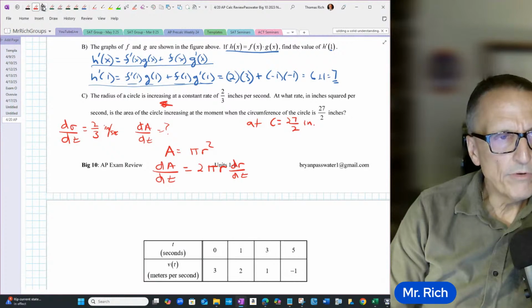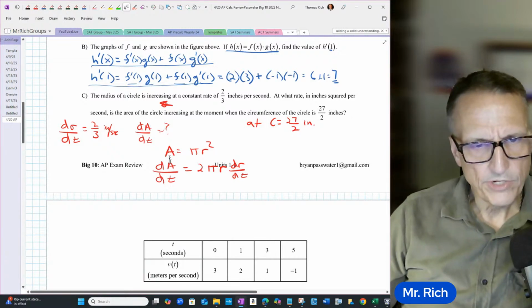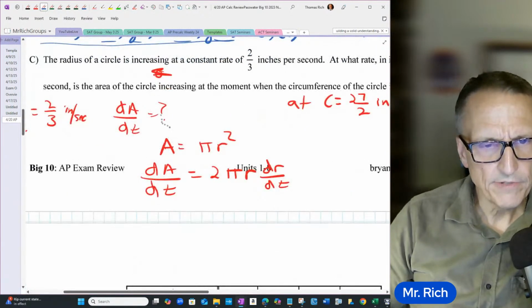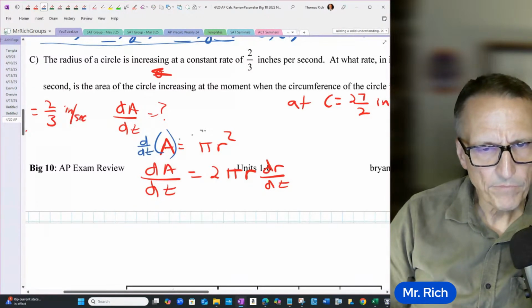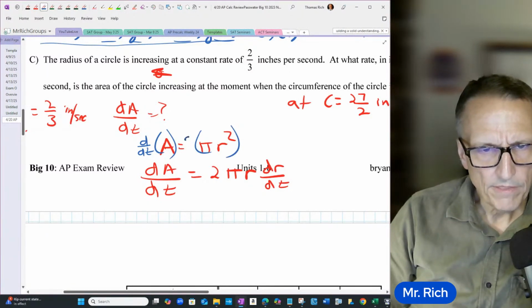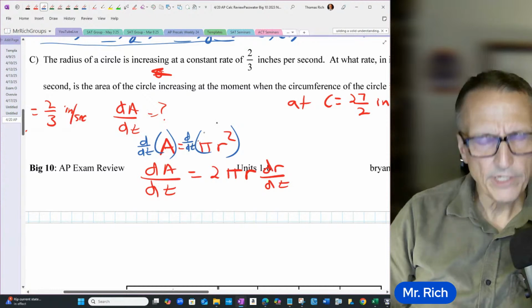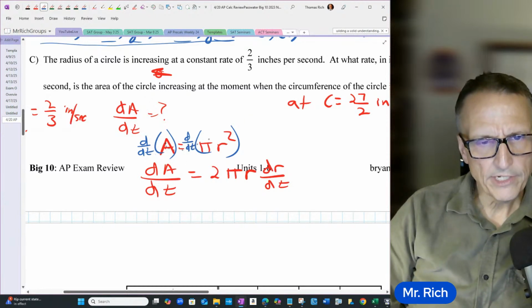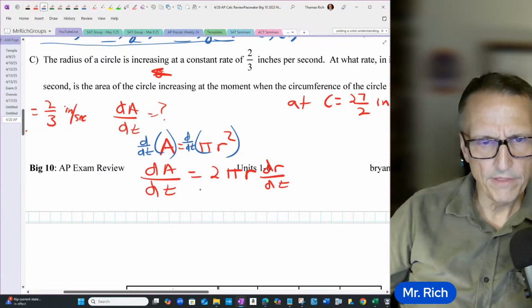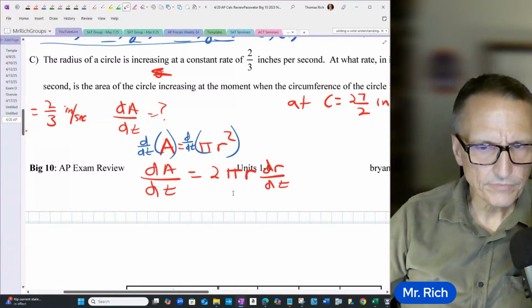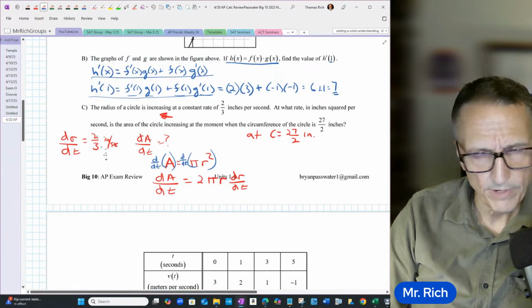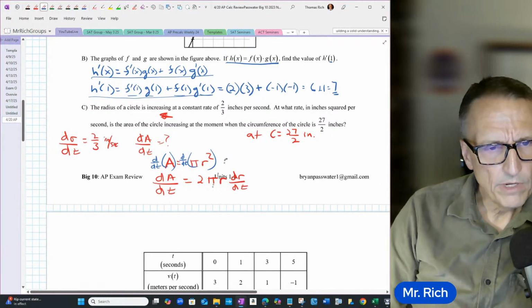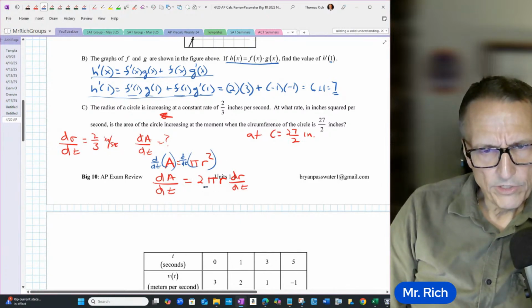Because remember, what we're doing here is we're taking the derivative on both sides of this equation with respect to time, right? So that's kind of the move that we are doing here on a related rates problem. And then once we execute that derivative on both sides, this is what we have. Now we know what dr/dt is. We're going to make a substitution of 2/3 right there. But now we need to know what 2 pi r is.